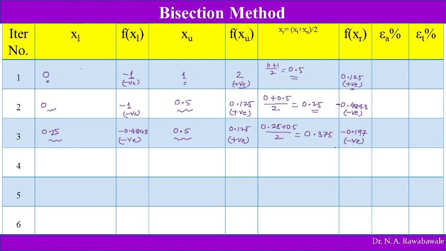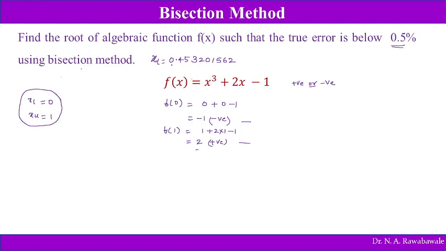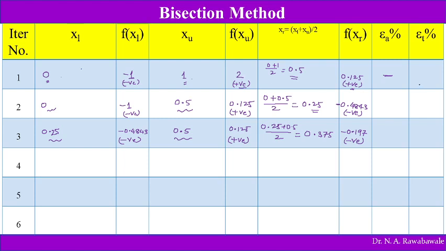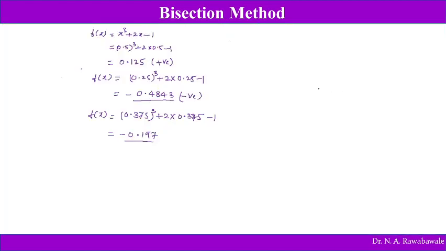So for the time being we stop here and try to find the approximate error. This is a new approximation and we do not have an old approximation, therefore the approximate error is not calculated, but the true error can be obtained because we know the true value. The true value is 0.45320125. So the approximate error at the first iteration is not calculated, and the true error we are going to find out.